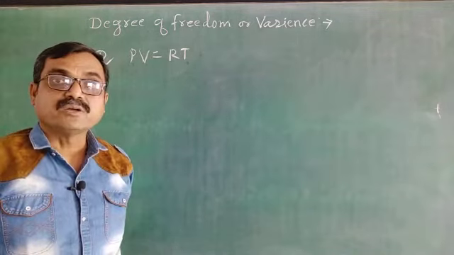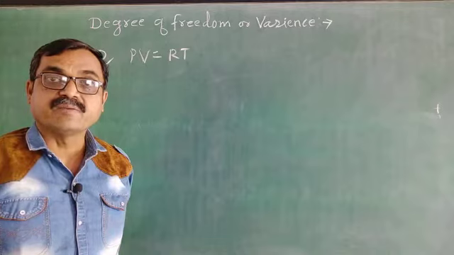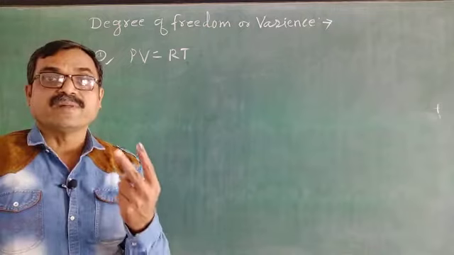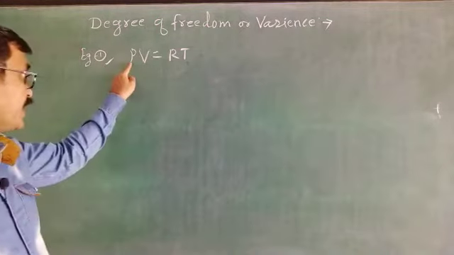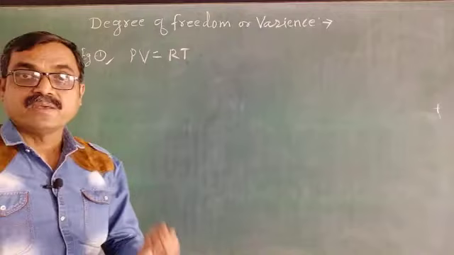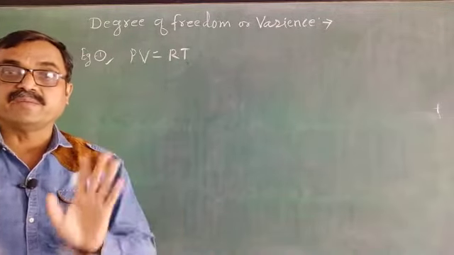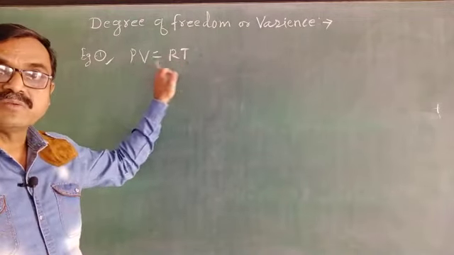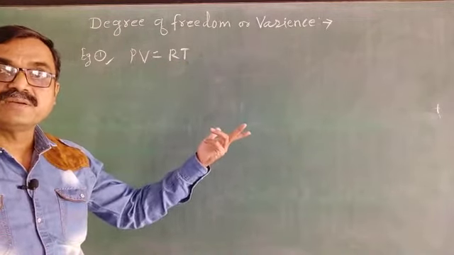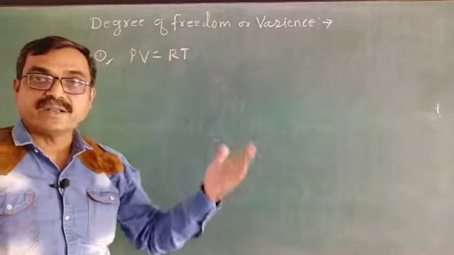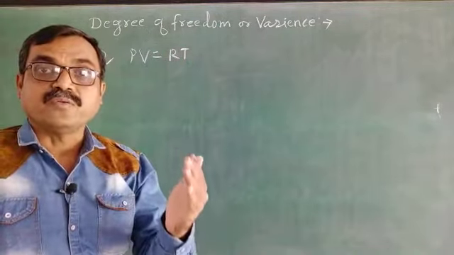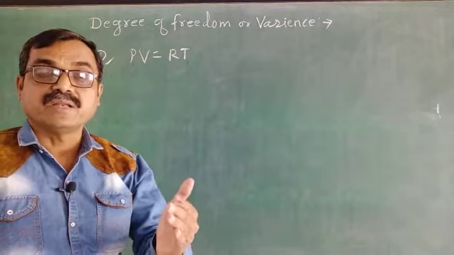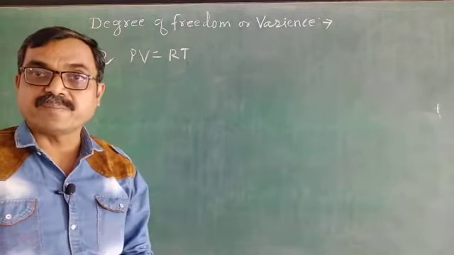Here, in order to explain this gaseous system at equilibrium, we must know only two variable factors, pressure and temperature. Then and only then we are able to explain this system at equilibrium, because if these two are known to you, then volume gets automatically fixed. And our definition suggests degree of freedom is the number of variable factors like pressure, temperature or composition or concentration required to specify the system at equilibrium.